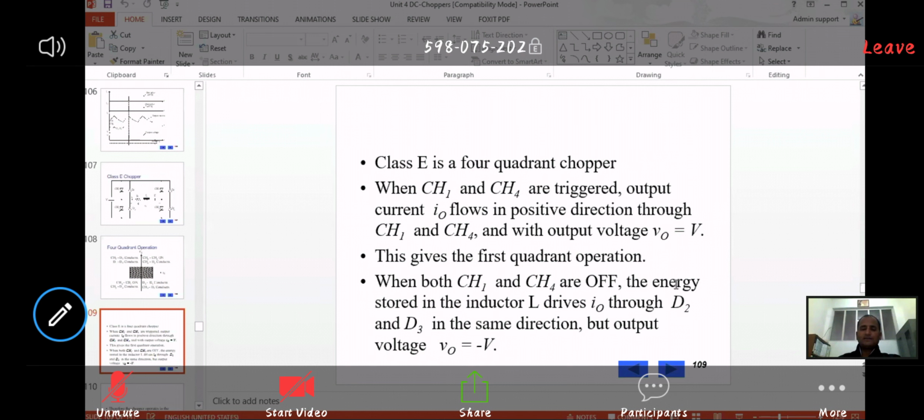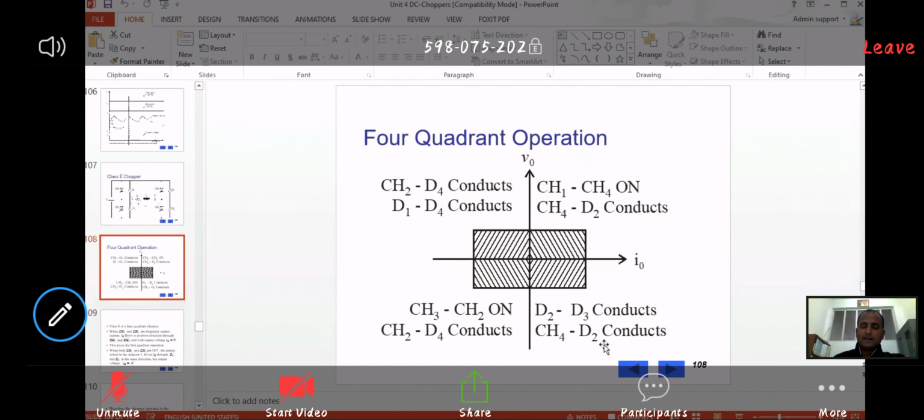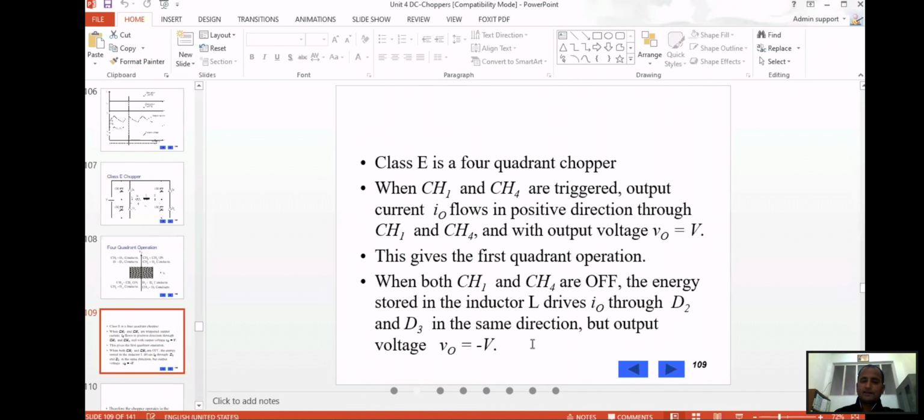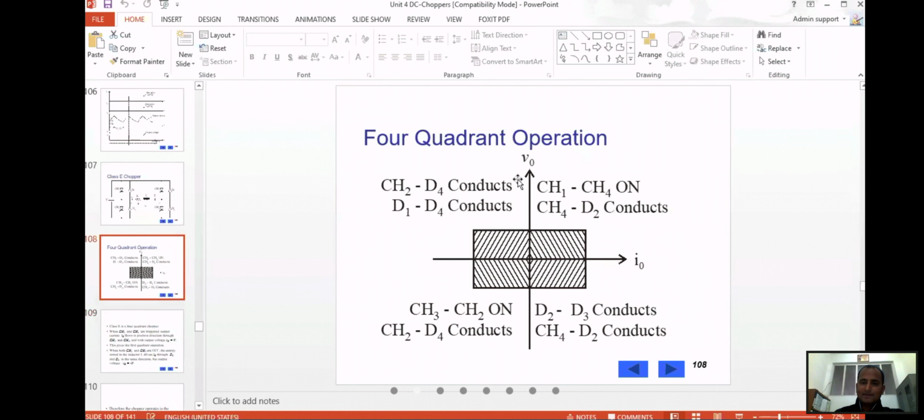So voltage will be negative in this case. This means that it is operating in the fourth quadrant. In this case, D2 and D3 conduct. So it is operating in the fourth quadrant, but the output voltage will be equal to minus V naught, because this is negative, this is positive.